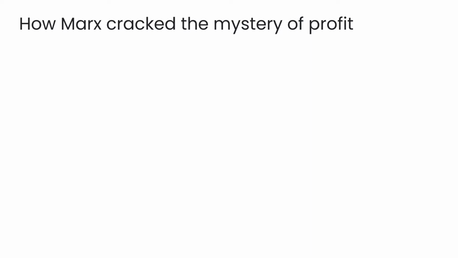Firstly, how did Marx crack the mystery of profit? Since profit is the primary or even the only motivation for the capitalist mode of production, where does this profit come from? In session 1, we saw that according to Marx, profit is unpaid labour. So do people work for nothing? And if so, why? It's like this.